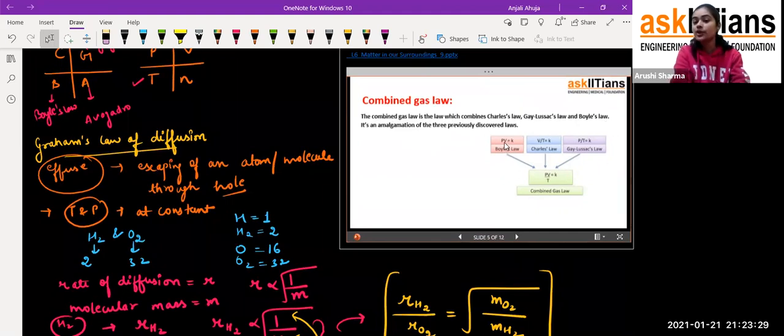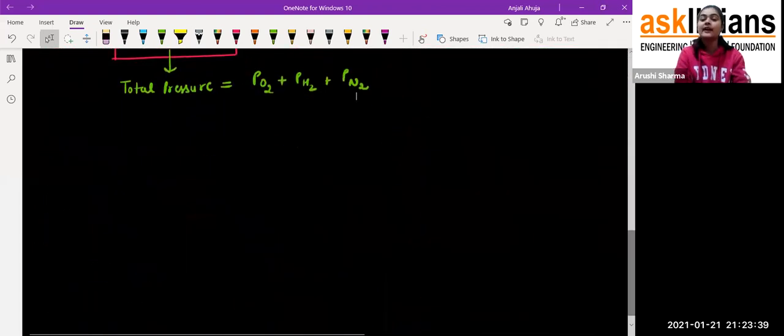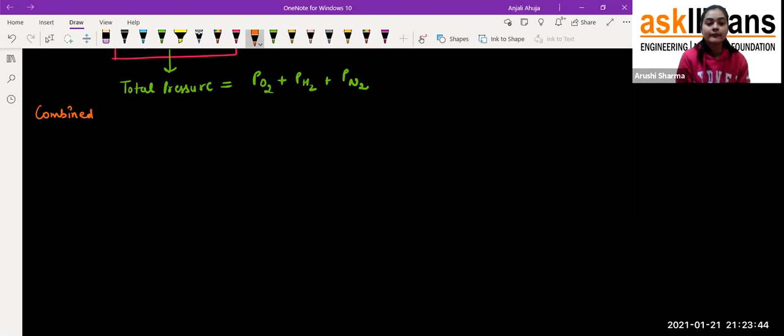See, in Boyle's law, the temperature is constant and we get PV. In Charles's law, it is V by T, and in Gay-Lussac's law, it is P by T. So from this, we find one combined law. How, student? See, PV is equal to a constant, V by T is equal to a constant, and P by T is equal to a constant. After removing all of these constants and solving this expression, it comes out to be PV by T is equal to a constant.